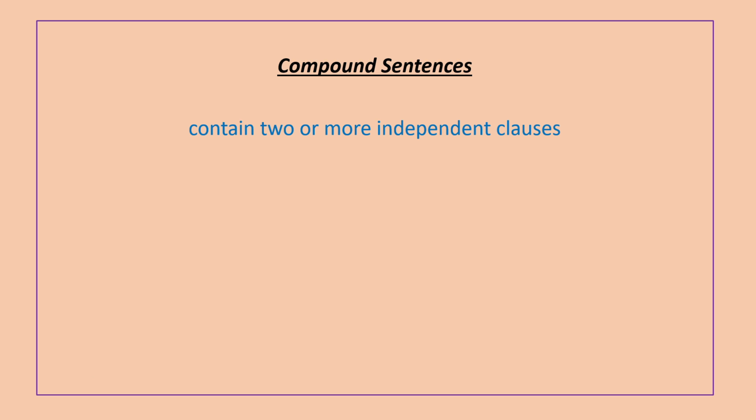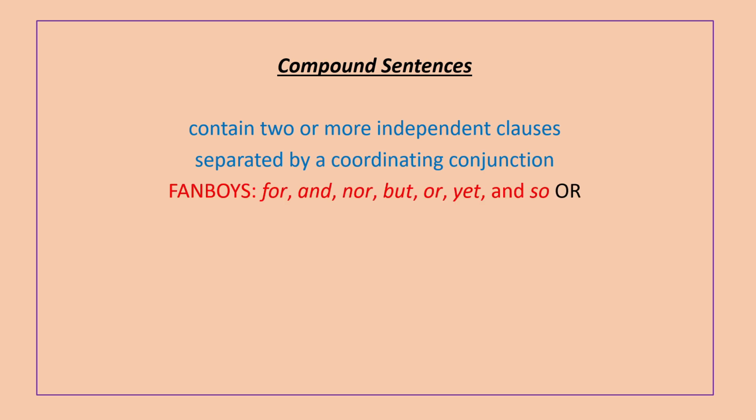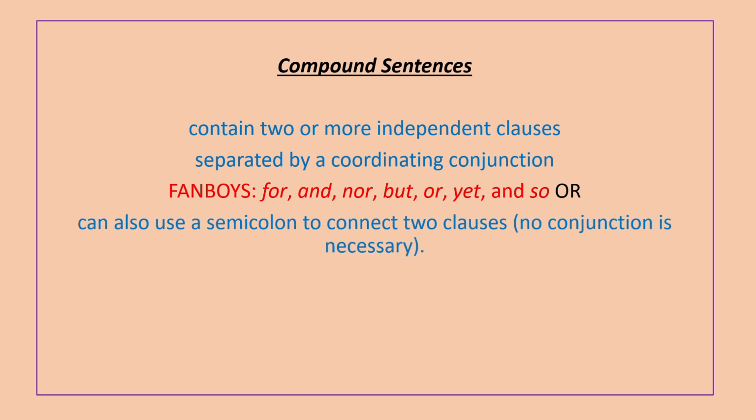Moving on to the compound sentences. Compound sentences contain two or more independent clauses. A simple sentence had one independent clause, while a compound sentence has two or more independent clauses, and these independent clauses are separated by coordinating conjunctions. The major coordinating conjunctions are FANBOYS, where F stands for, A for and, N for nor, B for but, O for or, Y for yet, and S for so. Or they are separated by a semicolon.